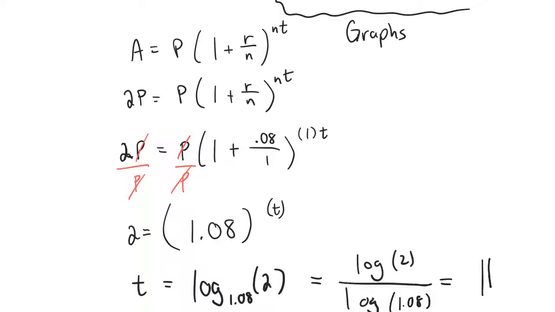And that'll give me some number. Okay, and the answer will have units of years, because this was 8% interest per year. It said 8% interest per year. For any of these investment problems, the answer is always in years. It's always in years.